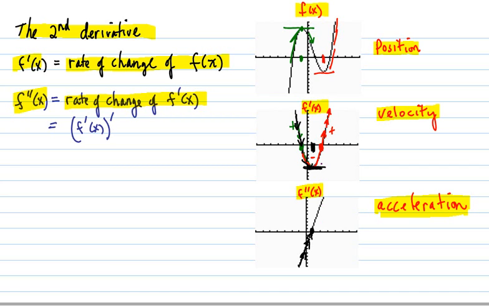Then the f prime curve started increasing. Velocity started picking up, so it was accelerating. That's why the f double prime values are positive.